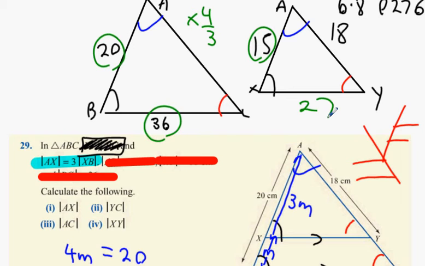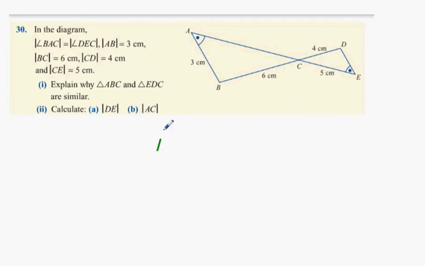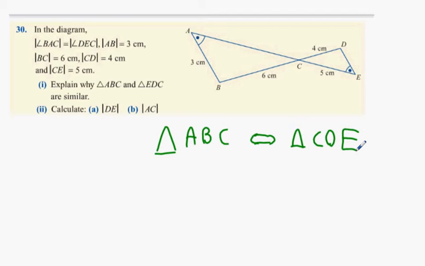Okay? Now, this one here, guys, it looks really difficult, but it really isn't. The first thing it's asked me to do is explain why they're similar. I want to explain why the big triangle on the left is similar to the triangle on the right. Dennis, how do I do that? I want to prove that it's similar to that one. You don't need to calculate the angles, you just need to prove they're the same.